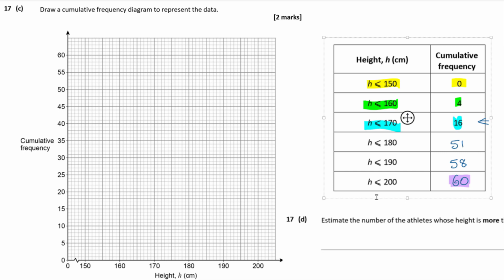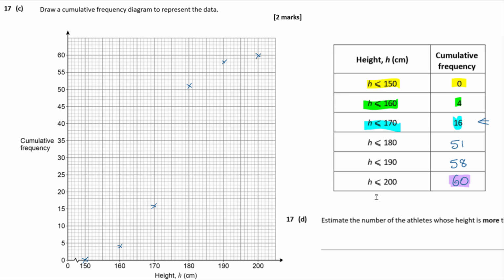Part C says draw a cumulative frequency diagram to represent the data. Okay, so just going to go through point by point plotting these on then. So 150 goes with 0. So that's my first point there. 160 goes with 4. So yeah, each one of these little squares is 1, isn't it? So it's just the 4th square up. 170 goes with 16. So 1 square above 15. 180 goes with 51. So that's just 1 square above 50. 190 goes with 58. So that's 2 squares down from 60. And then finally 200 goes with 60.